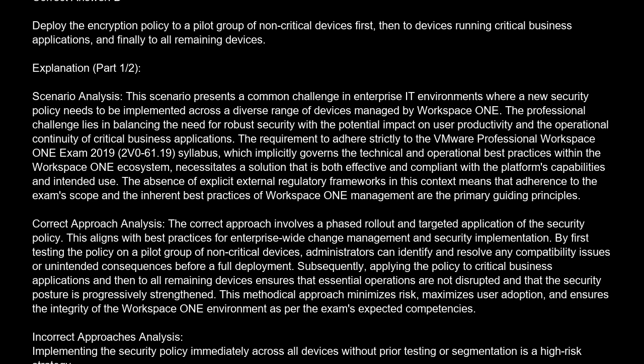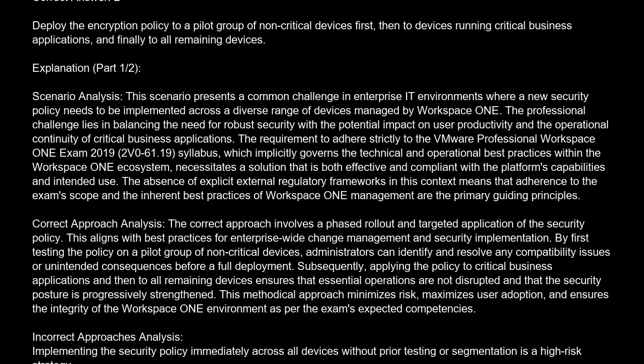2V0-61.19 Syllabus, which implicitly governs the technical and operational best practices within the Workspace One ecosystem, necessitates a solution that is both effective and compliant with the platform's capabilities and intended use. The absence of explicit external regulatory frameworks in this context means that adherence to the exam scope and the inherent best practices of Workspace One management are the primary guiding principles.